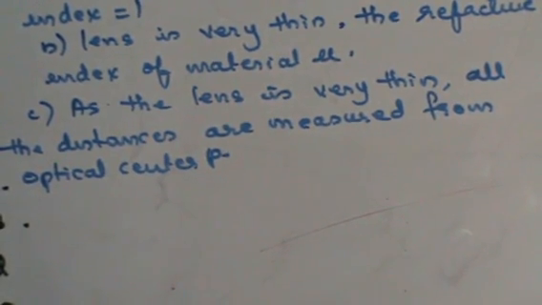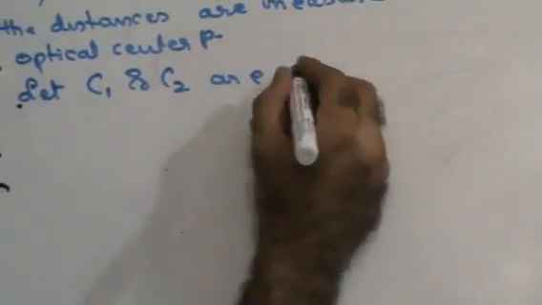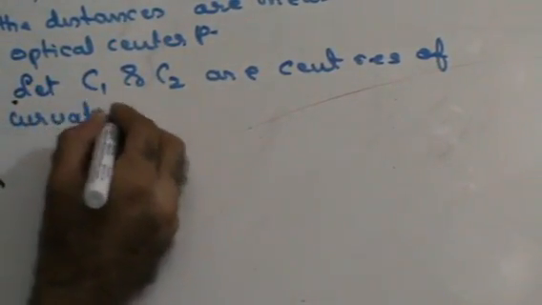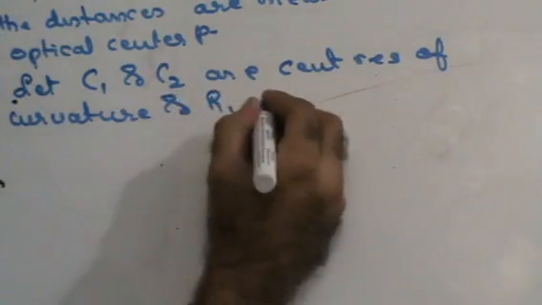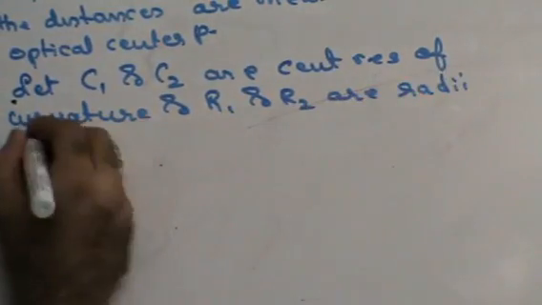Now let us assume that C1 and C2 are the centers of curvature and R1 and R2 are the radii of curvature. Since there are two spherical surfaces, obviously there will be two centers of curvature and two radii of curvature. So let's start making the assumption. C1 and C2 are centers of curvature and R1 and R2 are radii of curvature.